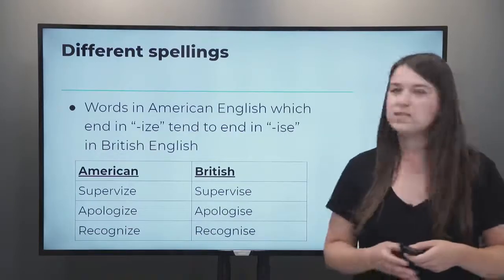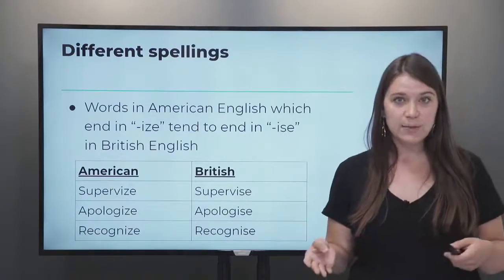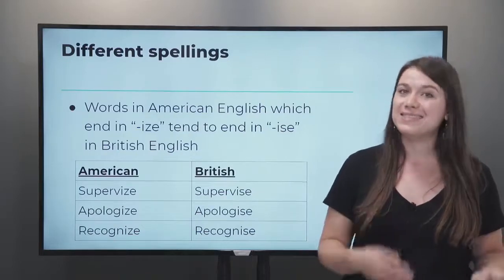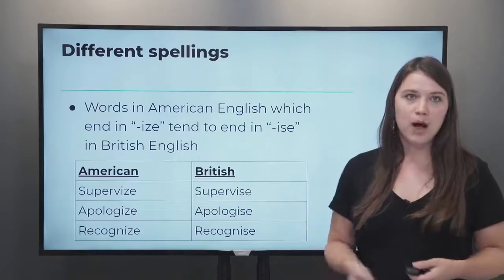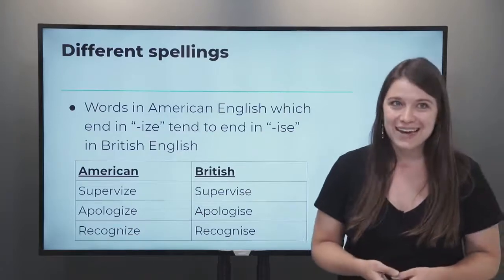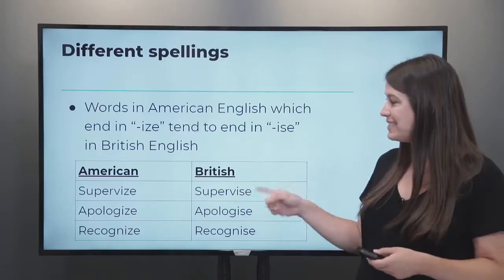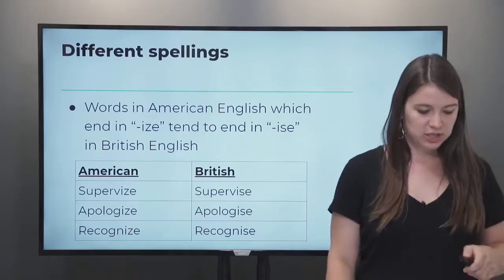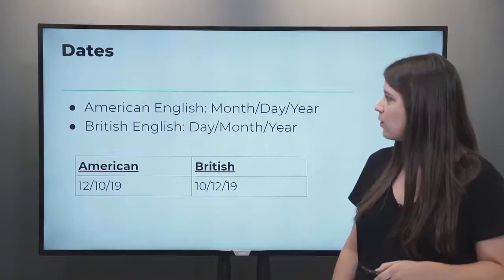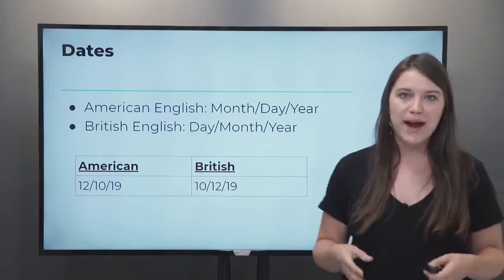Okay, words that end in IZE in American English end in ISE in British English. So words like supervise, apologize, recognize, this would end in a ZE in American English and an SE in British English.